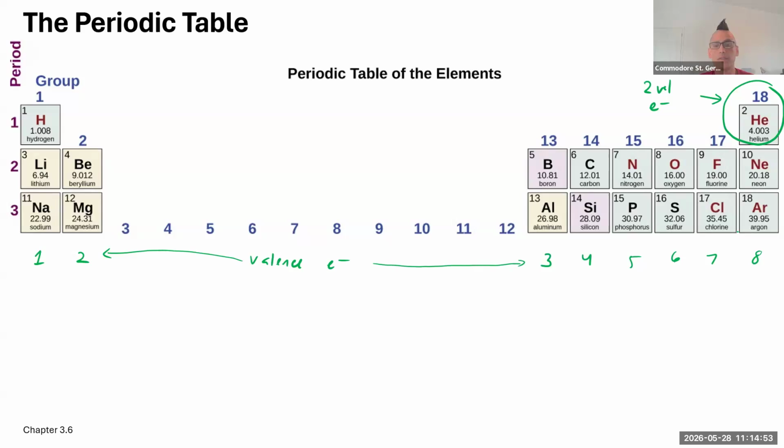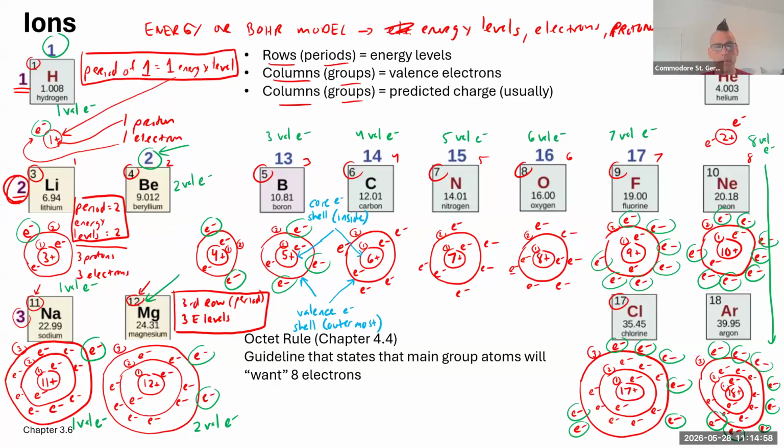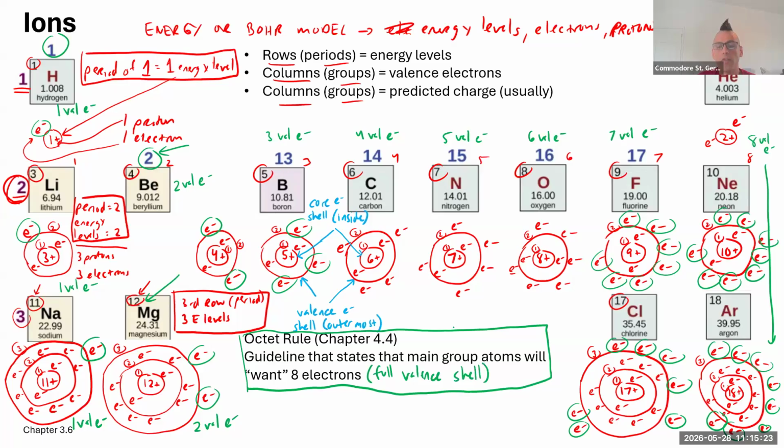Okay, so let's go back to here. Now I want to point this out. It says main group atoms will want, quote unquote, eight electrons, or what's called a full valence shell. Full valence shell. I'm going to relabel these two in blue so that we'll see this.